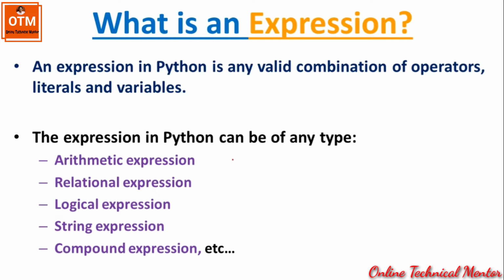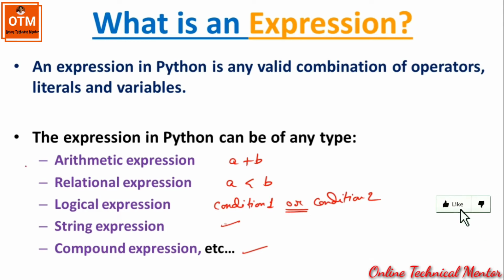etc. Now if you write a plus b, this is an arithmetic expression. If you write a less than b, this is a relational expression. Suppose you have condition 1 or condition 2. An expression which contains a logical operator is called a logical expression. So there may be a string expression and a compound expression also. Compound means the expression involves multiple types of operators, that is, the compound expression involves arithmetic as well as relational as well as logical expression.